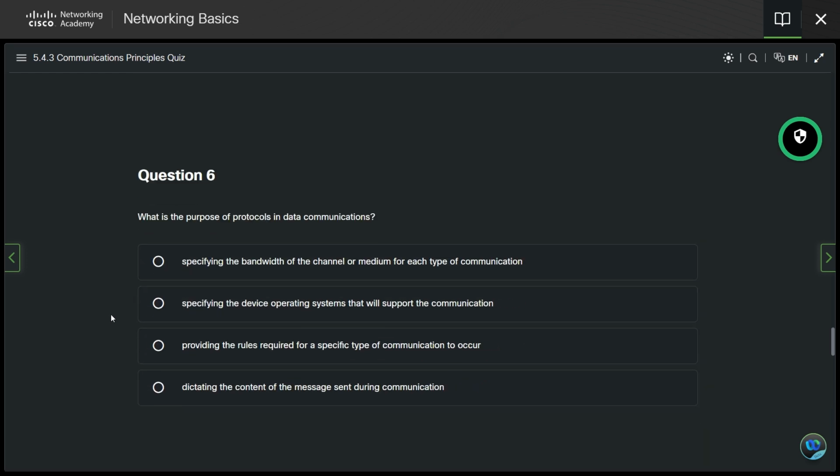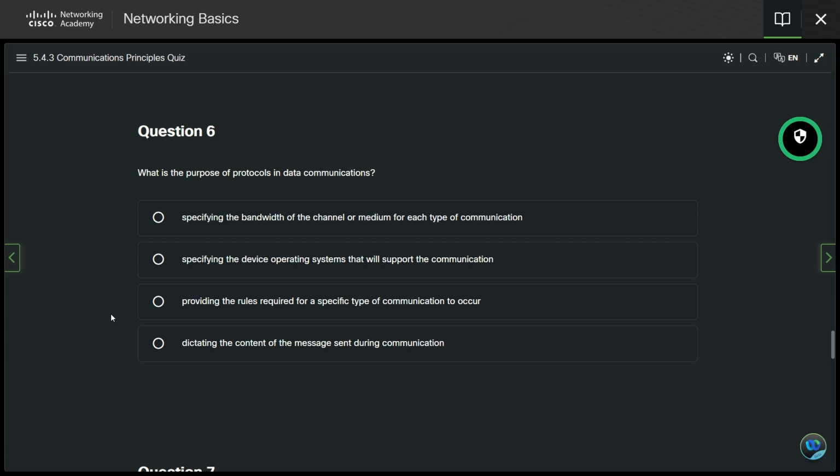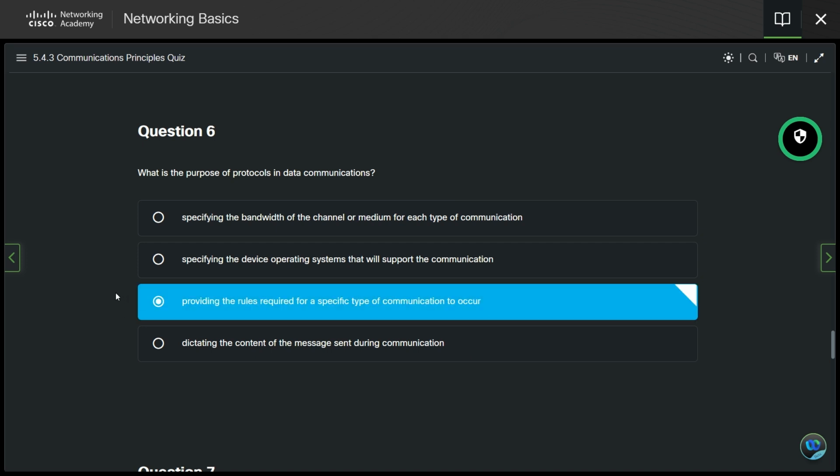Question 6. What is the purpose of protocols in data communication? Specifying the bandwidth? No. Specifying the device? No. Providing the rules required for a specific type of communication to occur.